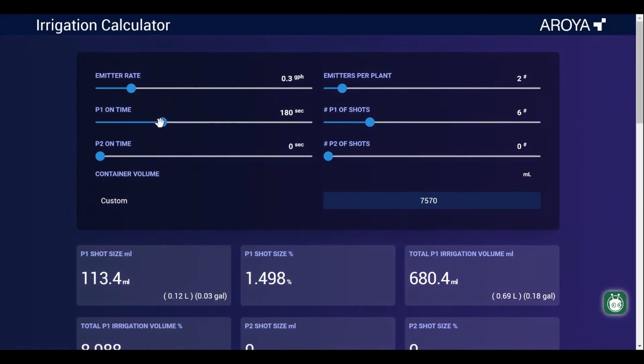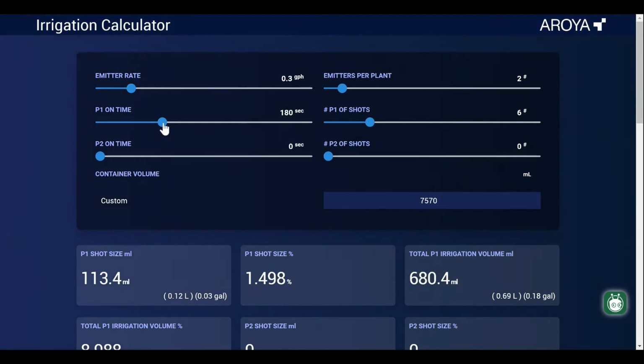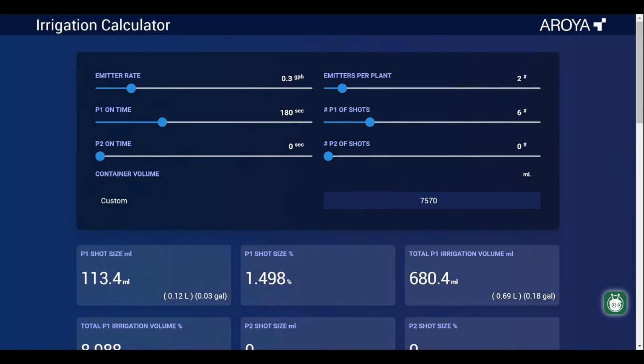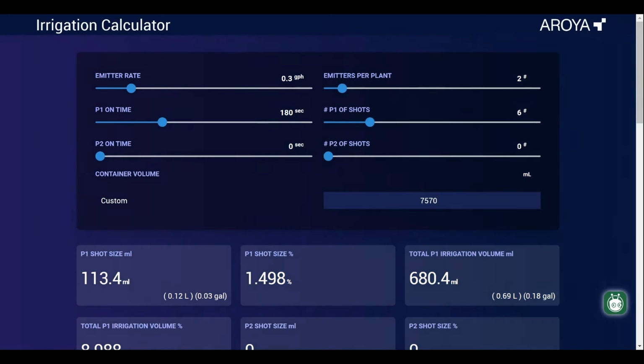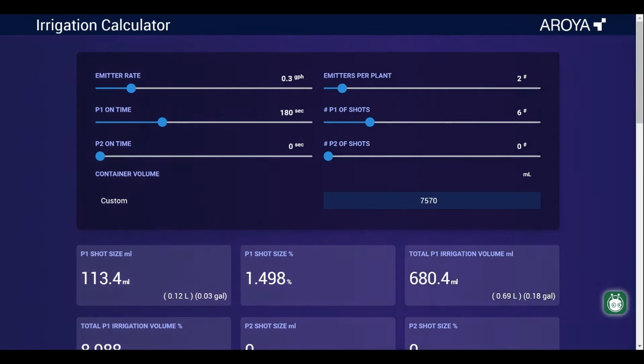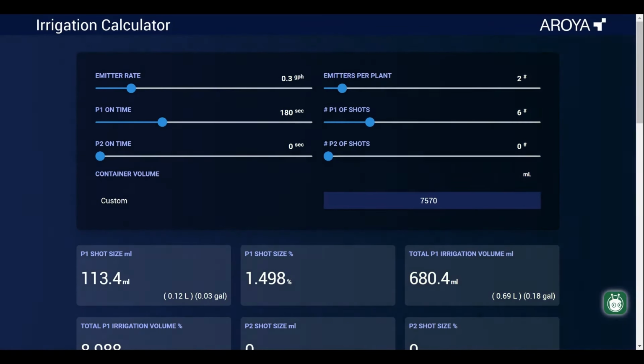And this is where you can start to play around. Like I said, most of the time we recommend P1 shots between 3 and 5 minutes. That's not like an absolute requirement. We're just really trying to give small, medium-sized shots and space them out so that the media has the ability to catch up, to stabilize, right?